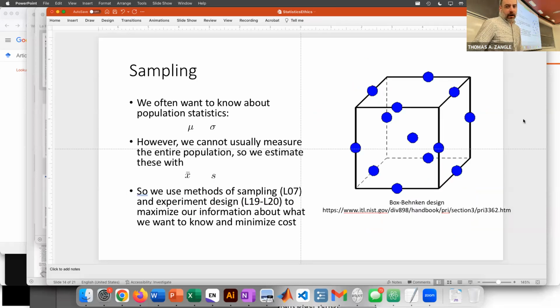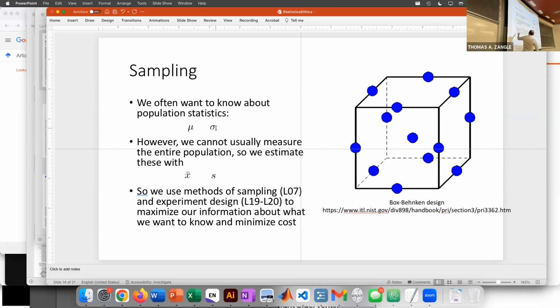All right, so another one is sampling, right? We often want to know something about population statistics. So for example, we might want to know something about the population mean mu, or the overall population standard deviation sigma. We saw those definitions in lecture 1, lecture 2. However, we cannot usually measure the entire population, so we estimate these instead with X bar, our sample mean, or S, our sample standard deviation. Remember, we calculate sample standard deviation slightly differently from population standard deviation.